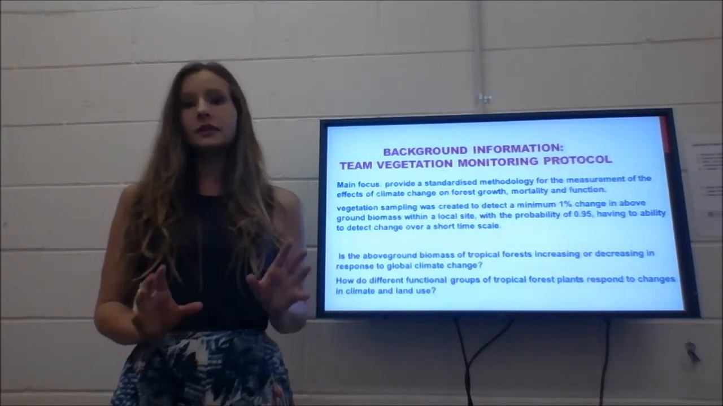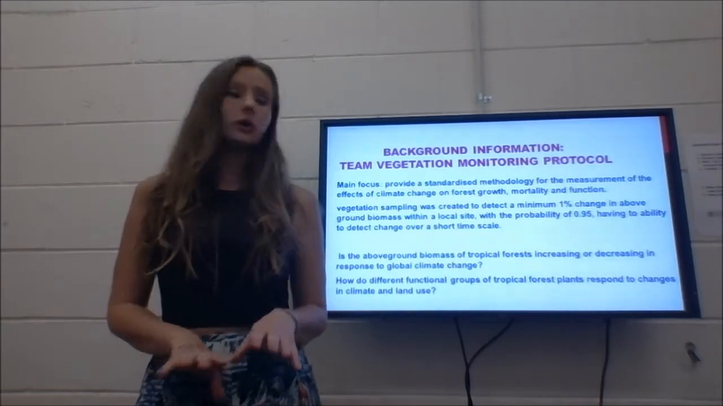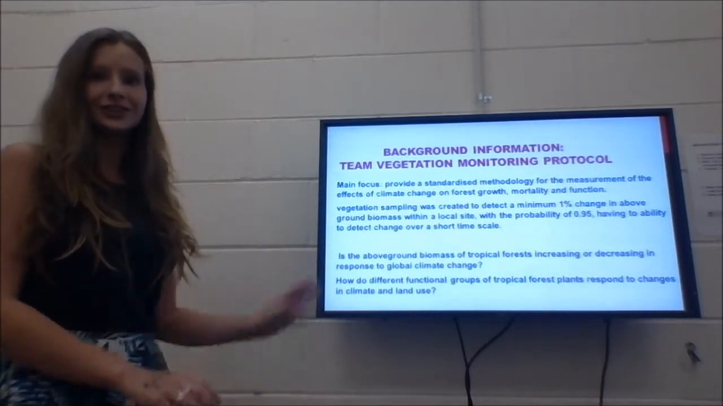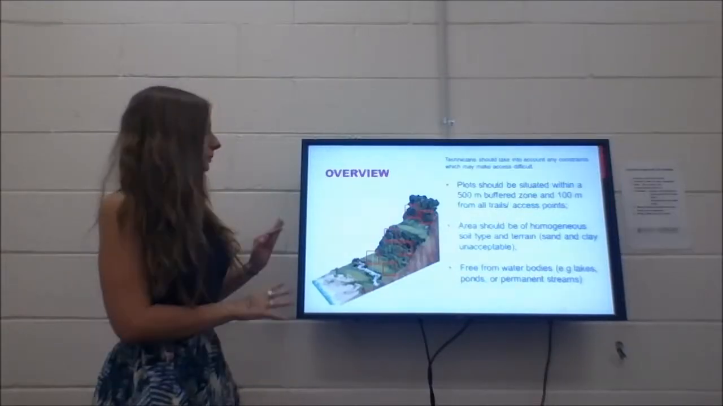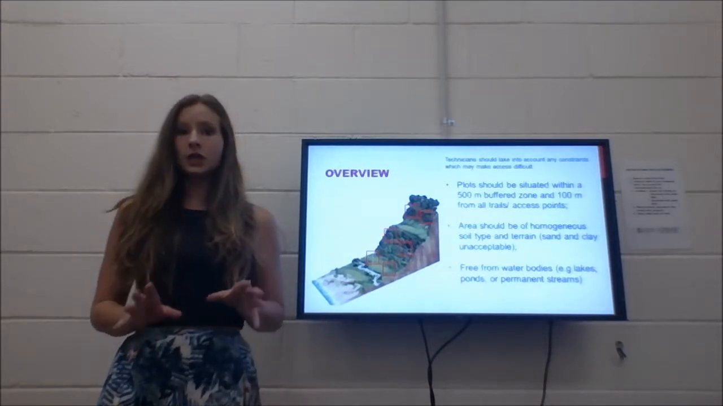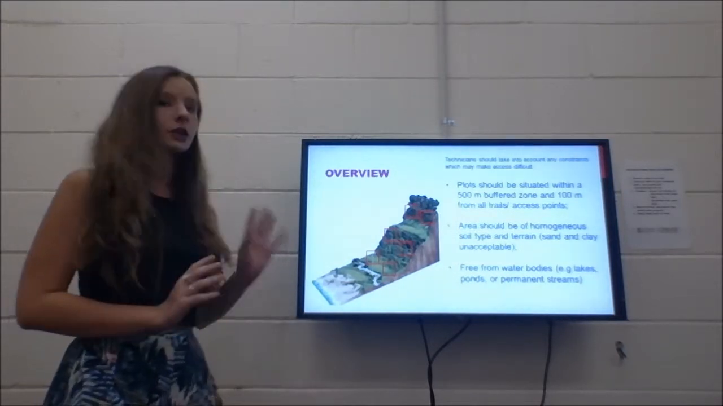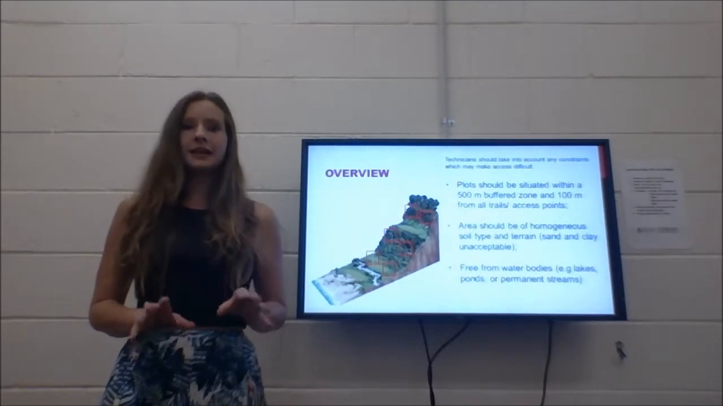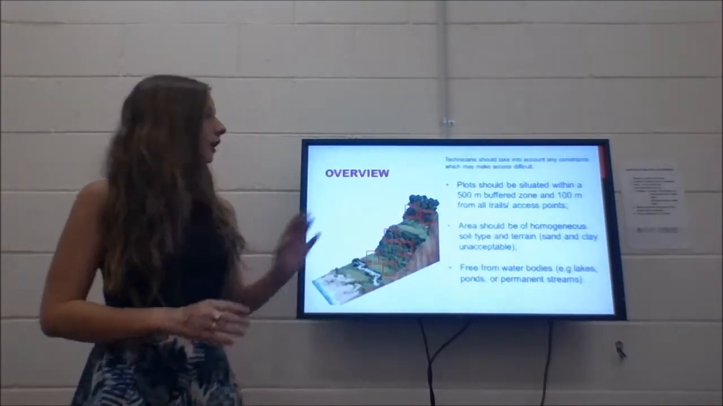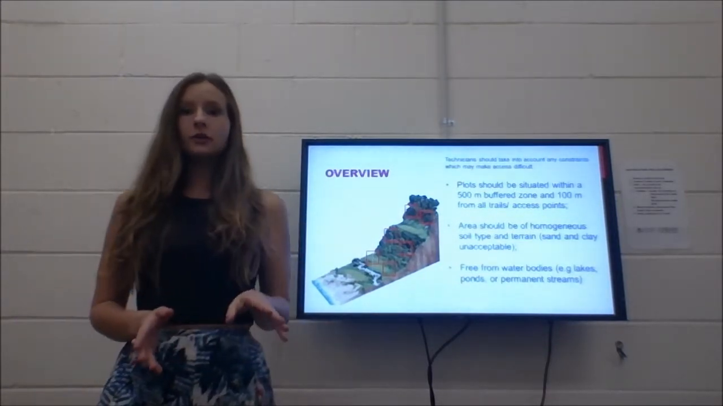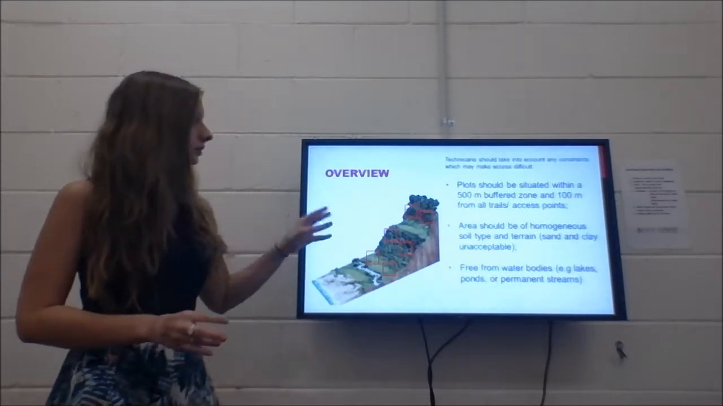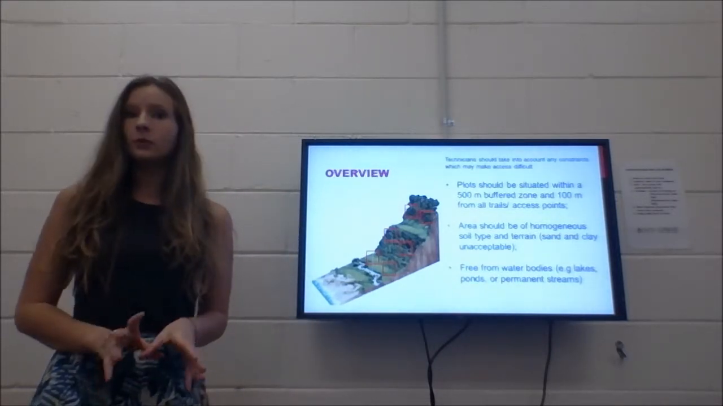This is achieved by using 6 1-hectare plots, and this model protocol can address the following questions such as these. In a local environment, vegetation plots should be stratified to increase the diversity of vegetation being measured. As shown here, there are conditions which the plots must adhere to before approval, such as a 500 metre buffer zone, 100 metres from all access points, and should be of homogeneous soil type and free from water loss.